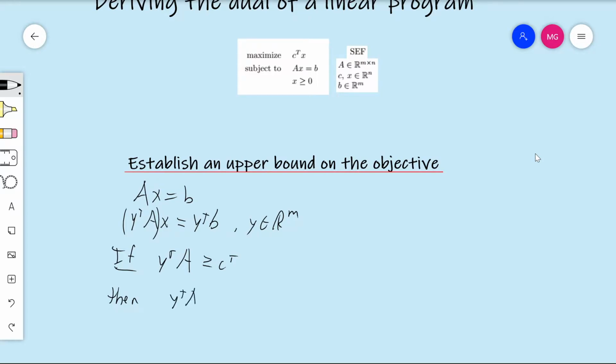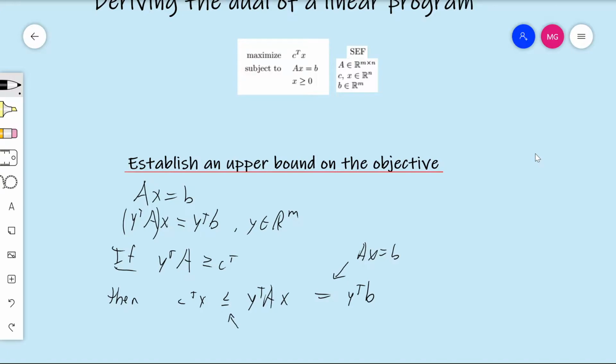Then y transpose AX will be less than or equal to, then C transpose X will be less than or equal to y transpose AX. And that is equal to y transpose B. So this equality is just coming from the fact that AX equals B, so then y transpose AX equals y transpose B. The inequality is just a bit more subtle.